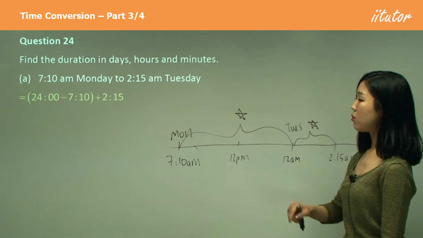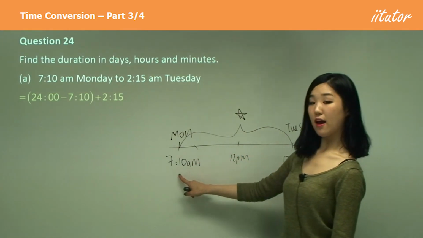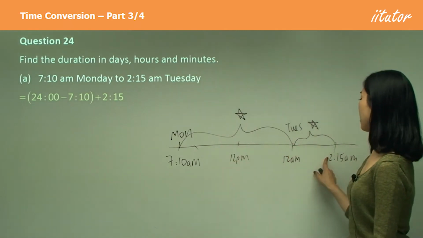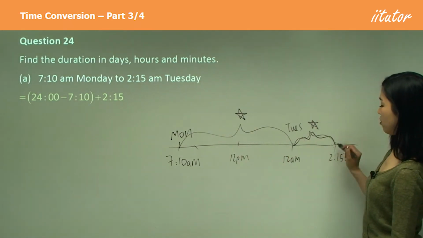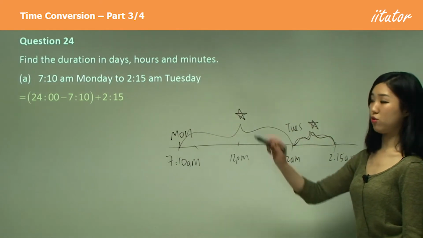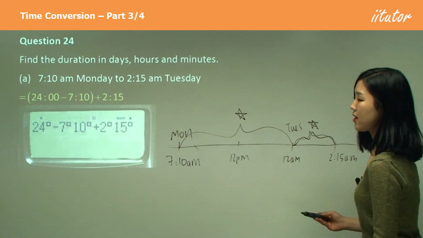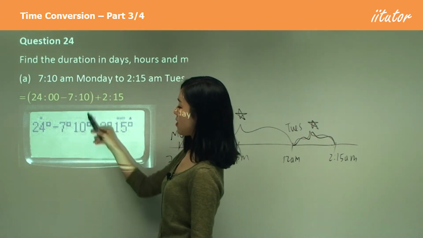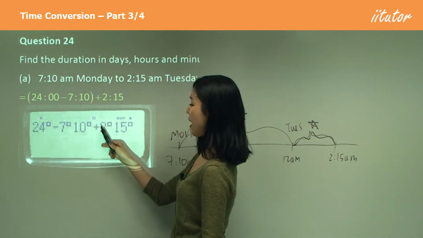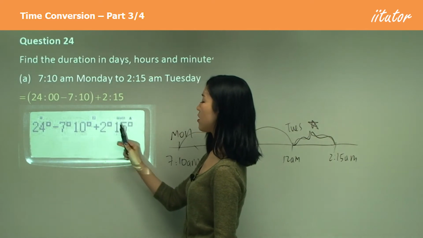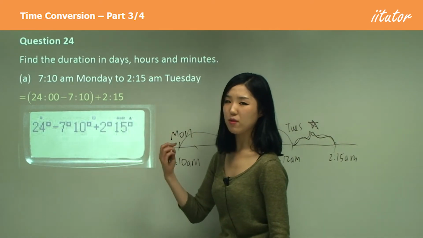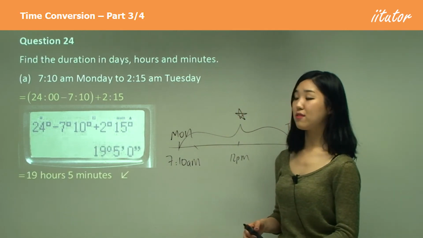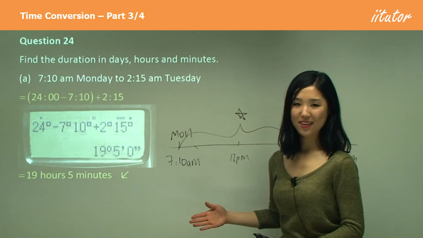So that's what we do. We do 24 minus that time to get that time duration, and then we add it to this time, which is 2 hours and 15 minutes, or 2:15. So put that into the calculator. We've got 24 hours minus 7 hours 10 minutes, plus, so we add this time, 2 hours 15 minutes. Calculate it, that's what you should have. So 19 hours and 5 minutes duration in between. That's how you do it.